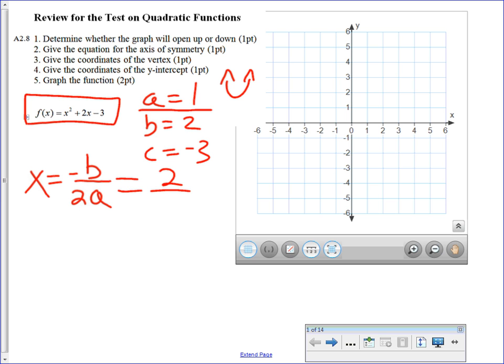Thank you. And so we'll get negative 2 over 2 times 1, or negative 1. So our equation for our axis of symmetry is x equals negative 1.